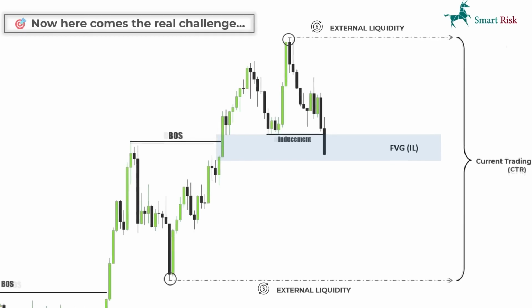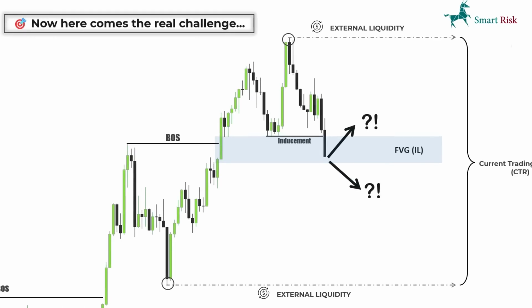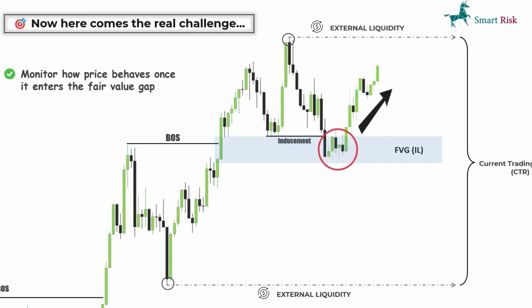You might ask, how do we predict where the price is heading next? Will it move higher to sweep upper external liquidity, or drop lower to grab lower external liquidity? To answer that, we need to focus on how price behaves when it enters fair value gaps within the trading range. This is where direction becomes clear. If price enters a fair value gap, respects it, and especially respects the midpoint, while showing signs of rejection to the upside, it strongly suggests that price is preparing to move higher, targeting the upper external liquidity.